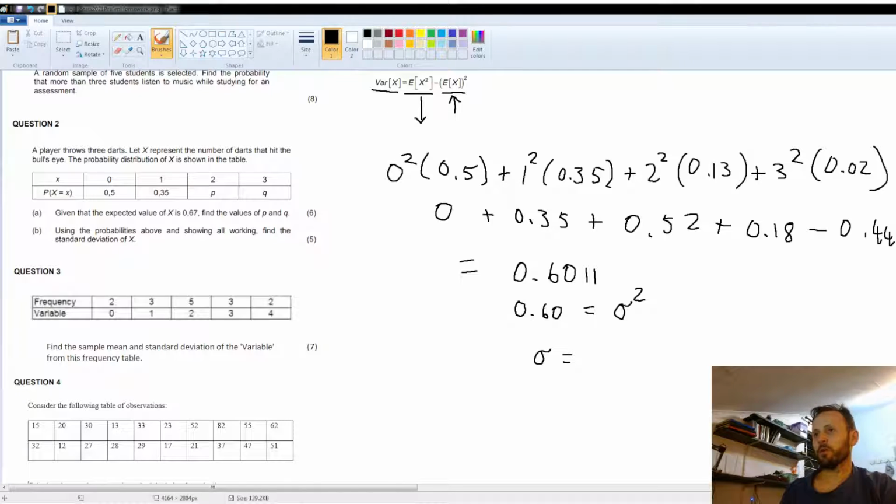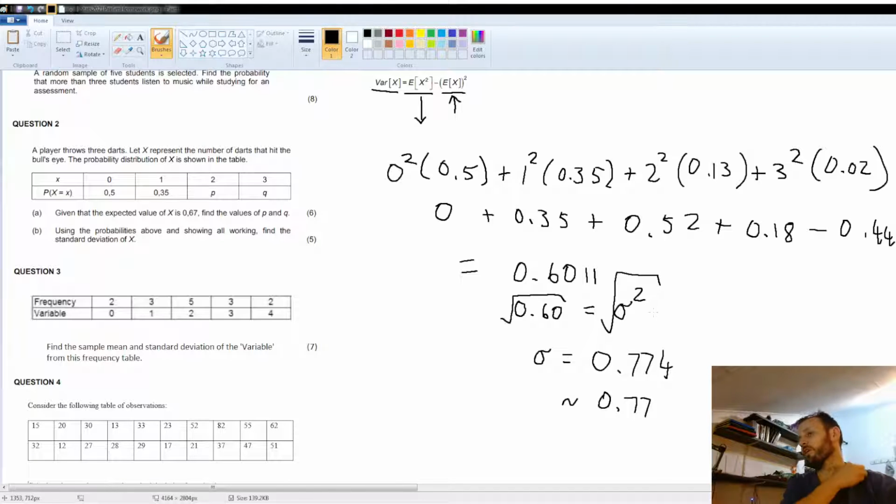Now that's the square. Okay, let me try that again. Miscalculation, 0.6 to the power of 0.5. So the square root of this seems to be 0.774, which, if they ask you for 2 decimal places, as they usually want to do, rounds down to 0.77.